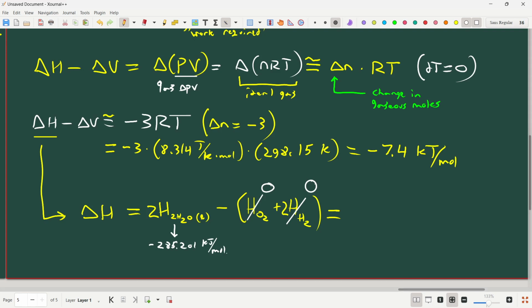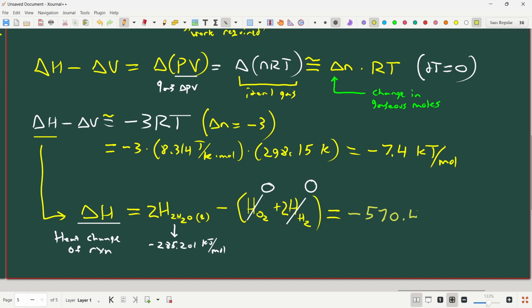All right. So the total enthalpy is this difference. So we multiply this number by 2. So that is the total enthalpy of this reaction, the heat change of this reaction. Right. This is the heat change of reaction. Is going to be 2 times this 285.201 number, which is minus 570.4. We'll just write that, kilojoules per mole.